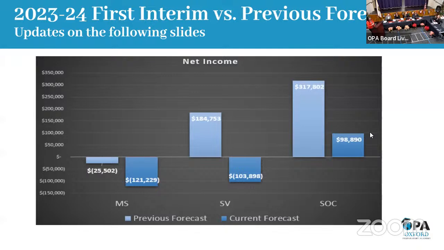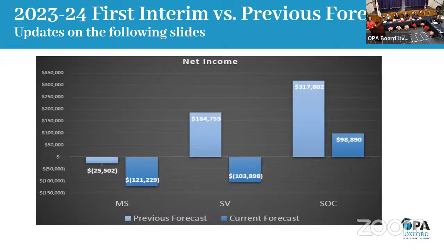Thank you. All right, so jumping right into the financial presentation, we have here the 2023-24 first interim versus previous forecast. We have the middle school showing at the preliminary budget reflected in the previous forecast, showing a net income of negative $26,000. Currently in the first interim, we are projecting a negative $121,000.